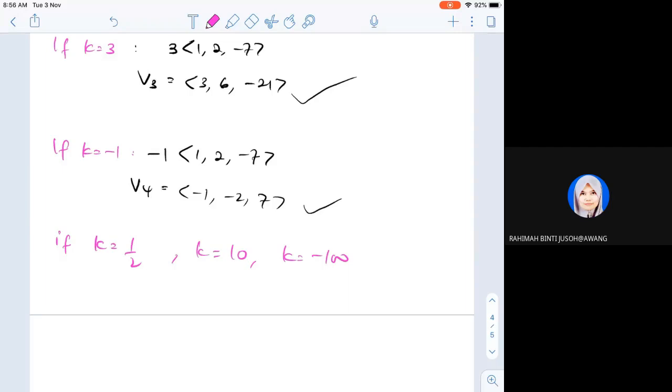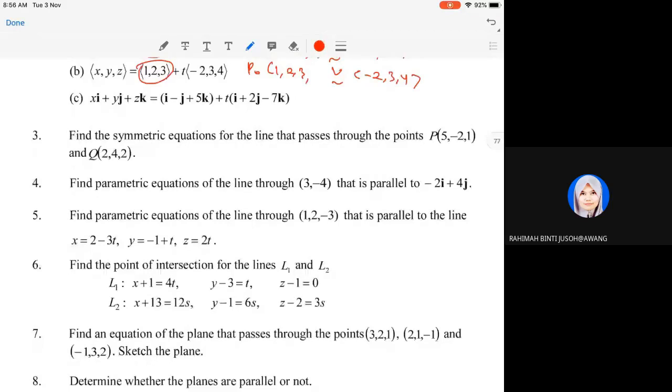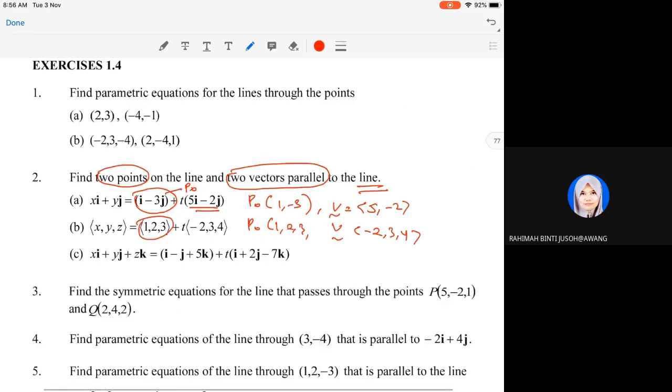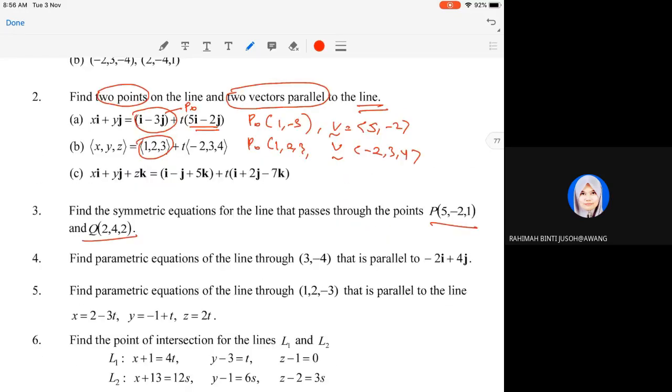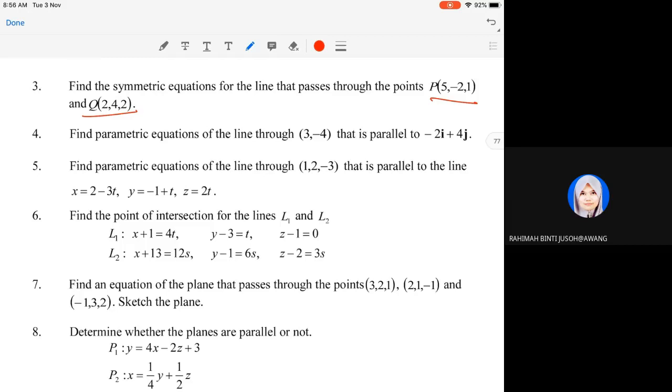Let's take a look again at the rest of the questions. Find the symmetric equations of the line, and so on. This is the same concept as before. You are given 2 points, so you just subtract to get the parallel vector. And this question is very straightforward. This is P naught, the line goes through this coordinate, and this is your V. So just substitute into the formula. The same thing happens here. This is also straightforward. This is your P naught, and it's parallel to the line.